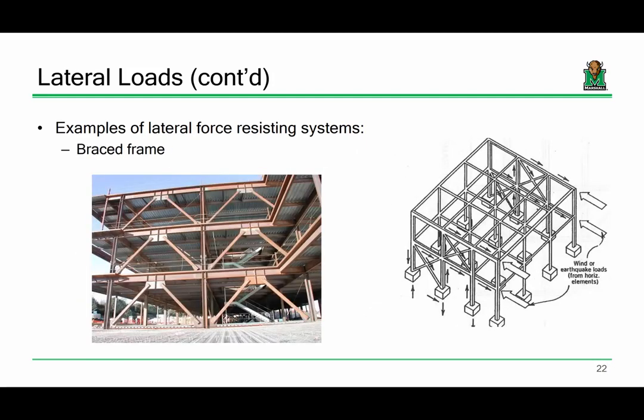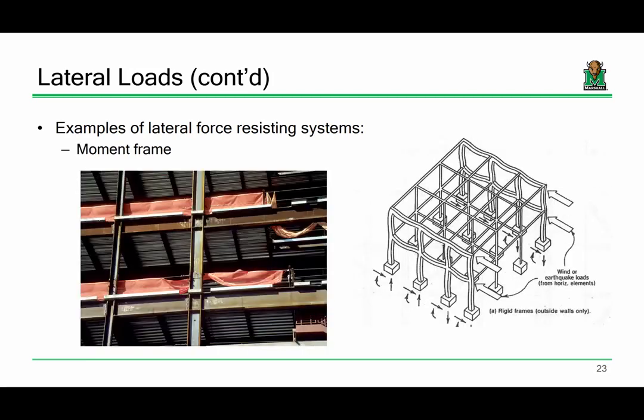Now, there are two predominant ways in steel design that we resist lateral loads, and that is through the inclusion of either a braced frame. A braced frame means including diagonal bracing elements to resist lateral loads, whether those are X braces, a single diagonal brace, or chevron braces that you see here. That's one way of doing it. Another way is the inclusion of moment frames. The difference between a braced frame and a moment frame is that a moment frame includes rigid connections that actually transfer moment between the beams and the columns. And there are advantages and disadvantages to either one.